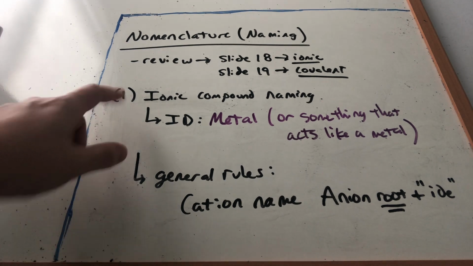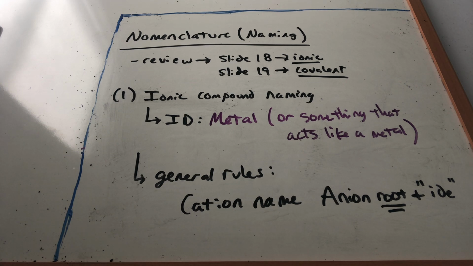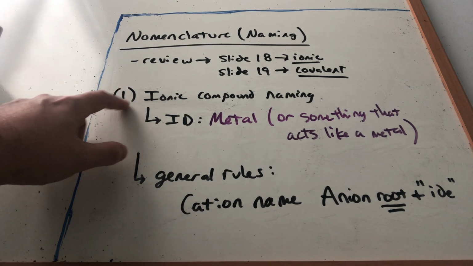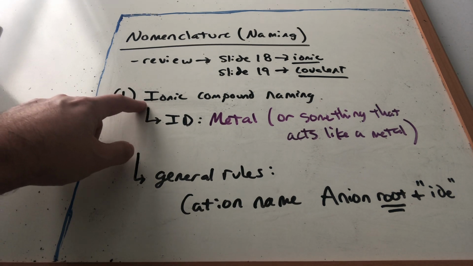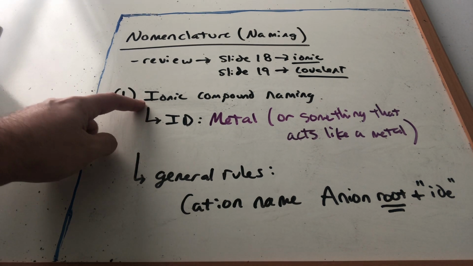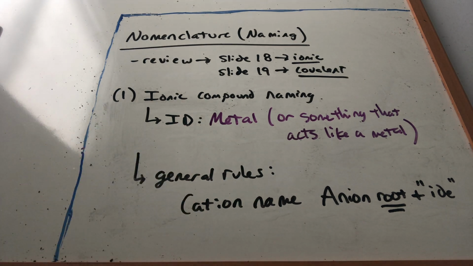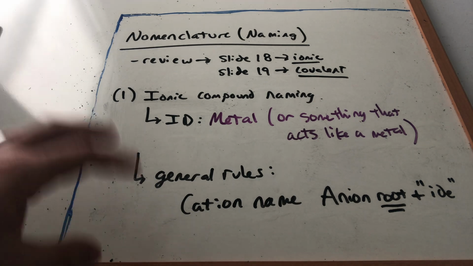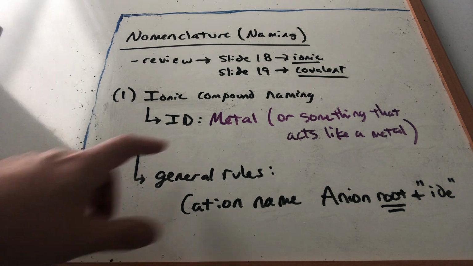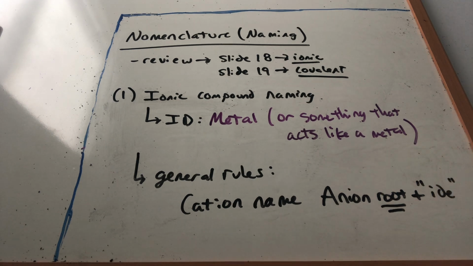So we're going to start with ionic compound naming. The first thing we want to do to make sure that we're using the correct naming rules is to make sure we actually have an ionic compound. Now, from the last video, we know that what we look for is a metal. So as soon as you see a metal, you know you have an ionic compound, and then you're going to follow these rules, okay?